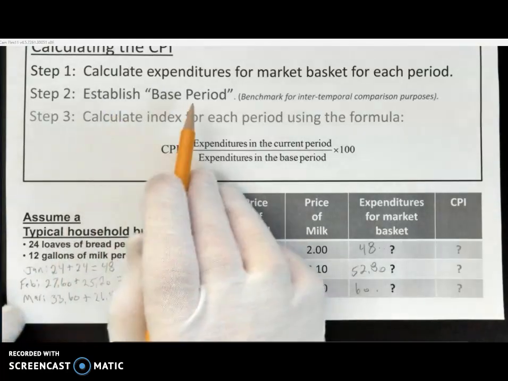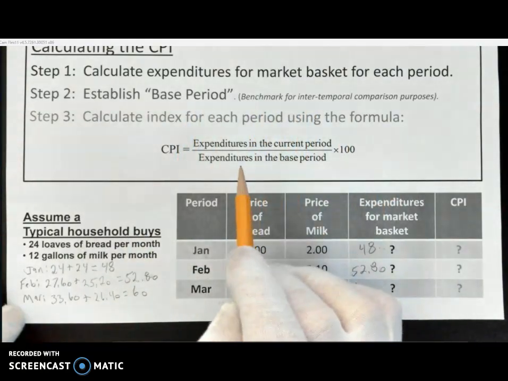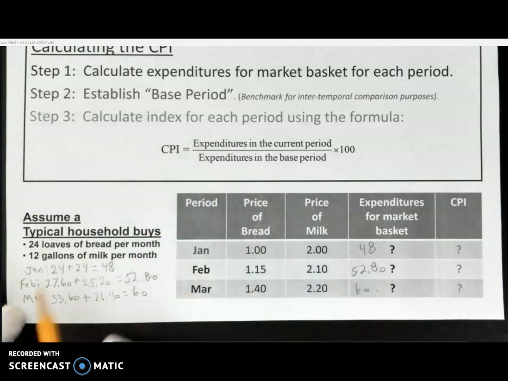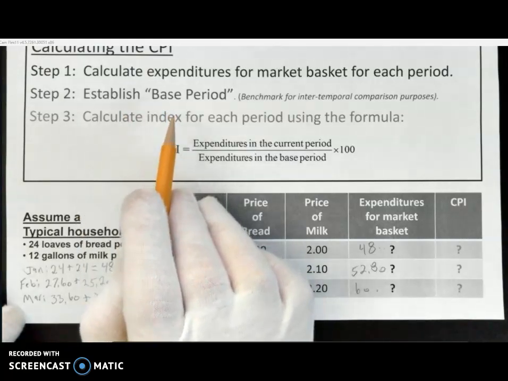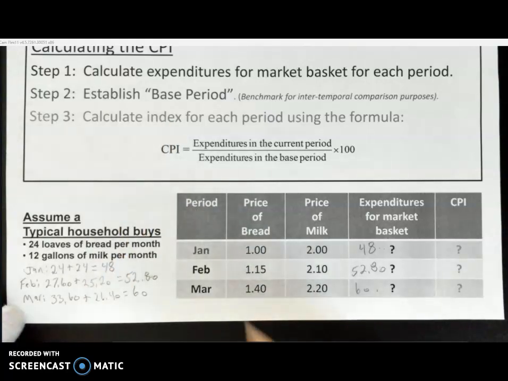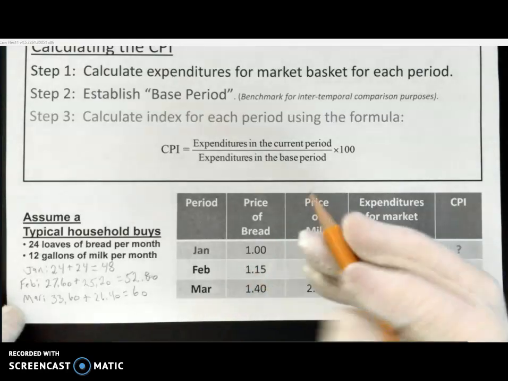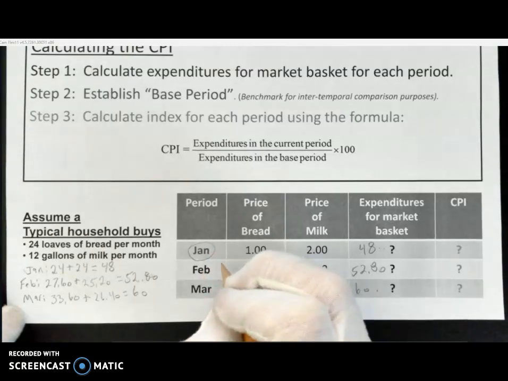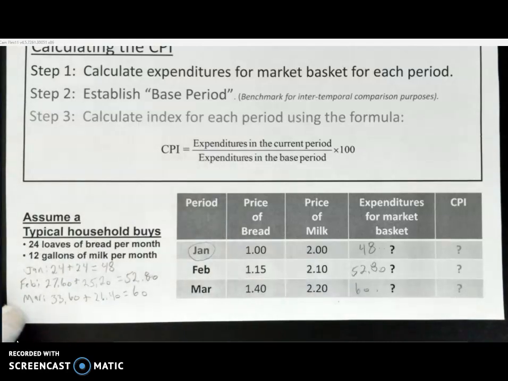The next step is to establish the base period. This is just a benchmark for comparing our price level across time. And it'll make more sense when we wrap this process up. But when you establish a base period, it doesn't really matter what period you choose. So we have three periods here, January, February, March. We could choose any of them. Let's go ahead and go with January. That's actually the reason January is a slightly different color. But again, it won't matter for calculating inflation rates when we get to that point.